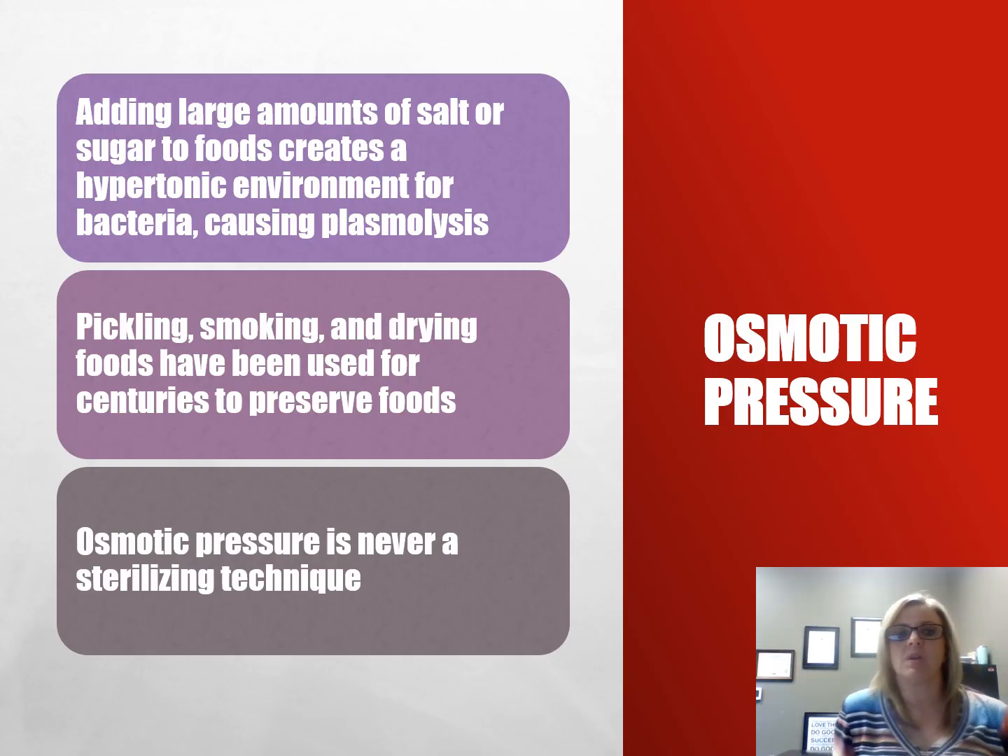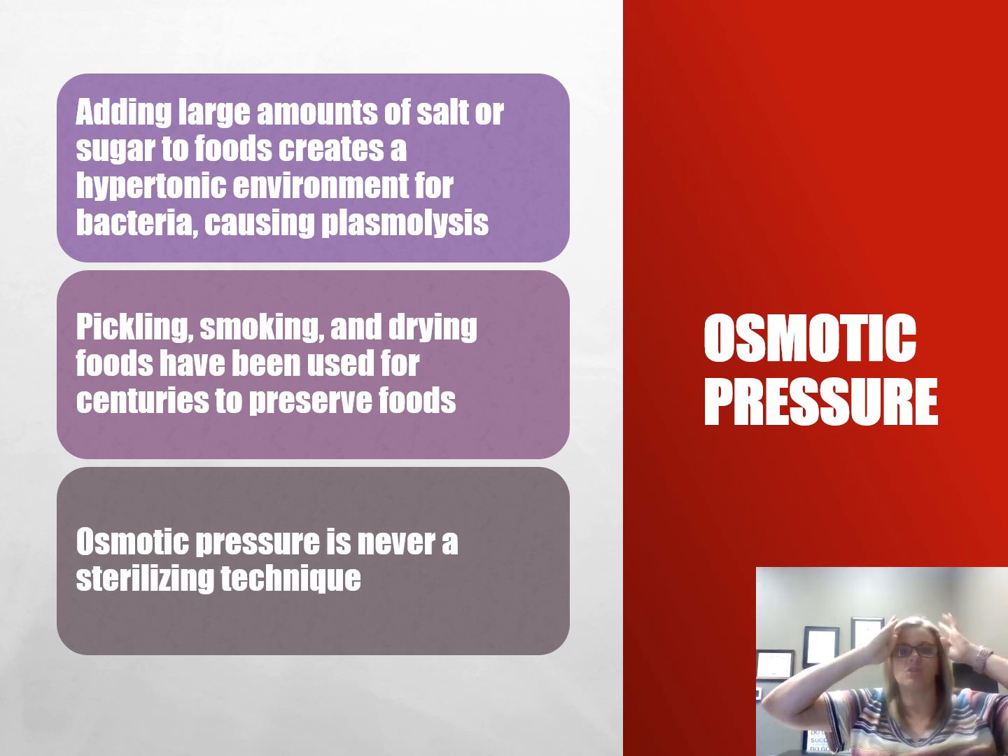Lastly, we can use osmotic pressure, and this is where you use a large amount of things like salt. This is one of the old-fashioned ways to cause plasmolysis. You can add a lot of salt or a lot of sugar. What do they do to cure ham? Well, they put a lot of salt or a lot of sugar on it.